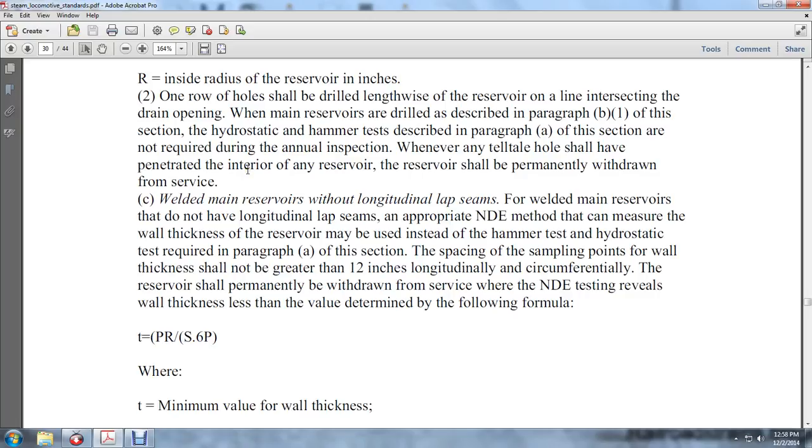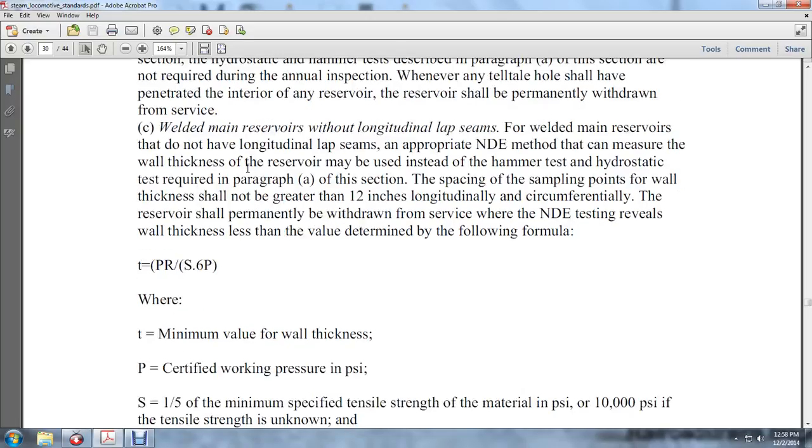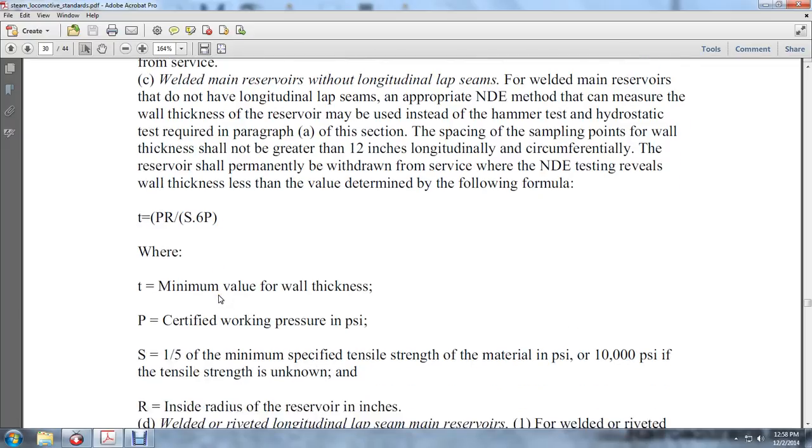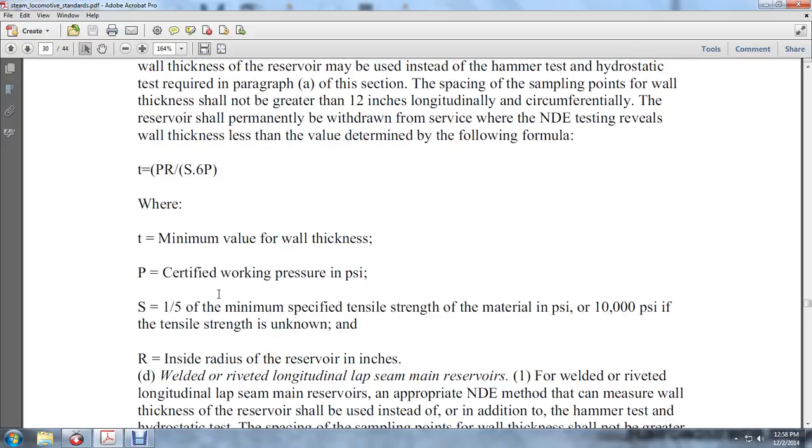T equals PR divided by SI6P. T stands for the minimum wall thickness. P stands for the certified working pressure. S stands for the minimum tensile strength of the material in PSI, at 10,000 PSI if the tensile strength is unknown, and R is the radius in the reserve inches.